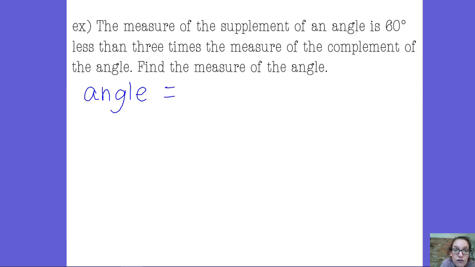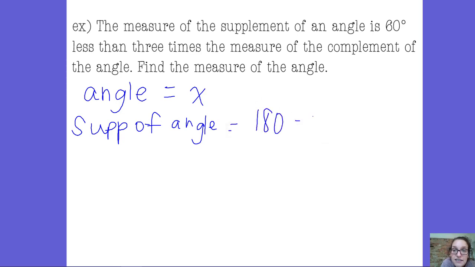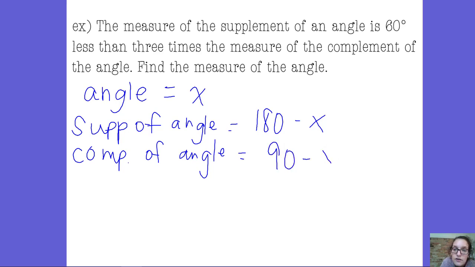So I'm going to call my angle x. So that means that the supplement of the angle is 180 minus x, and that means that the complement of the angle is 90 minus x. So now I'm going to take this whole long sentence and start swapping out x, 180 minus x, and 90 minus x into this sentence, and then set up an algebraic equation.